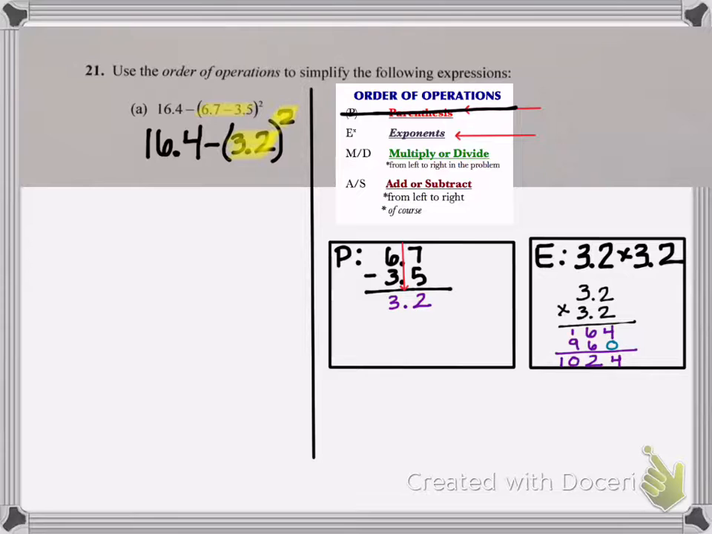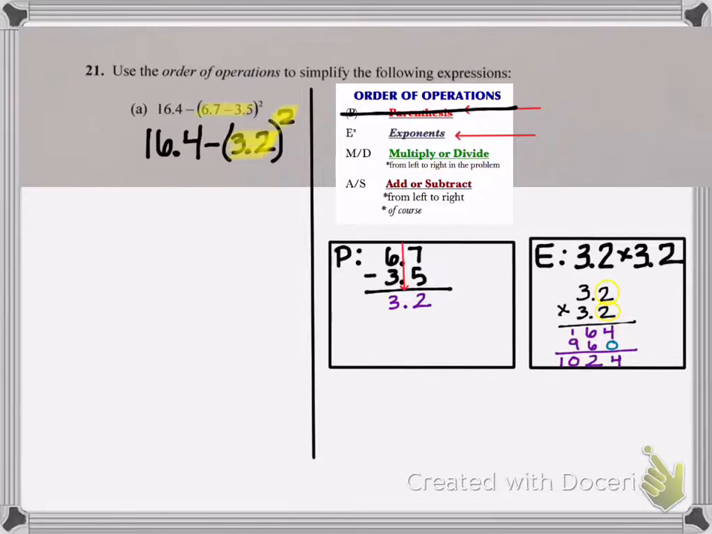But remember, now we go back and take care of the decimals. So I look at the two numbers that were originally in my multiplication problem, the 3.2 and the 3.2. I count the decimal places. There was 2 decimal places total. 3.2 has 1 decimal place, and the other 3.2 also has 1 decimal place, so there's 2 decimal places total. That means my final answer has to have 2 decimal places total.